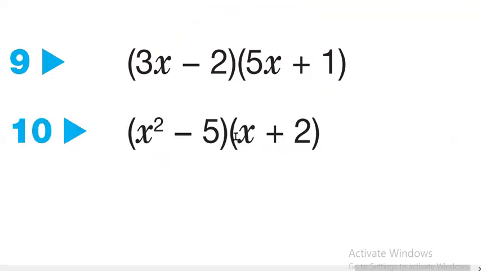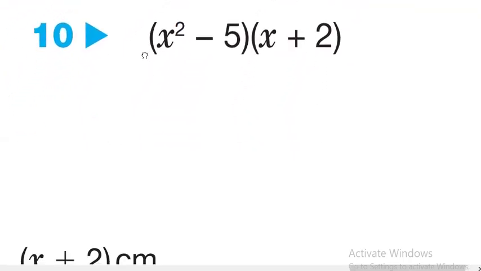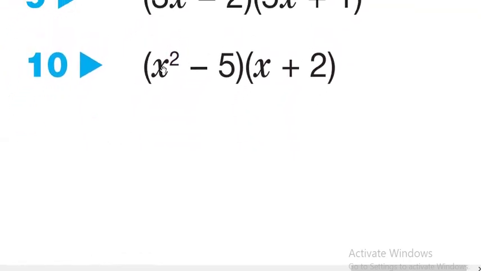This one here has the same idea. Just make sure that you focus on the powers. Focus on the powers when you multiply and focus on the variables. So let's take a look at this one. Here, x squared times x is going to be x power of 3. Let's do it here. So x power of 3. And then x squared times 2 is going to be 2x power of 2. So plus 2x power of 2.